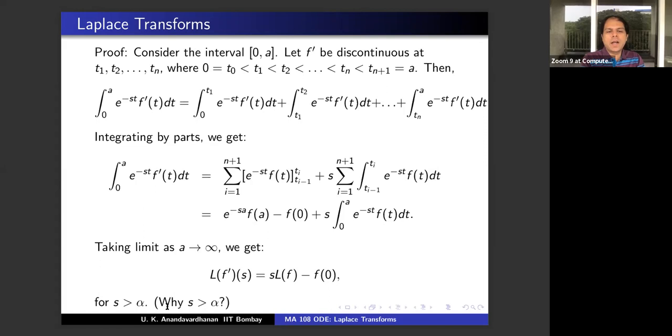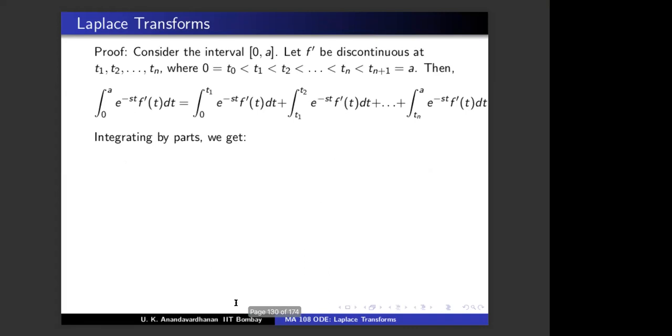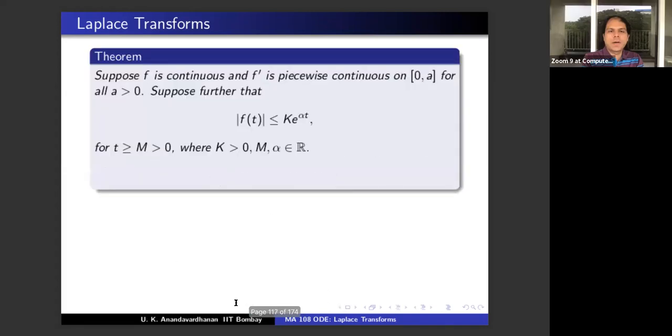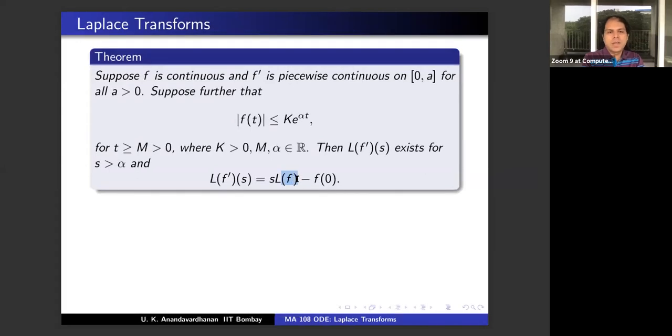And why is s bigger than alpha? That's exactly what one of you pointed out. That is where L of f exists, right? L of f exists exactly when s is bigger than alpha, no? This is what I did not state in the theorem, and I may not state it in the theorem, but from the proof it is clear. When we proved that piecewise continuity together with exponential order will prove the existence of L of f, I did have the result that s is bigger than alpha. So only for s bigger than alpha does L of f exist, and therefore only for s bigger than alpha does L of f' exist.